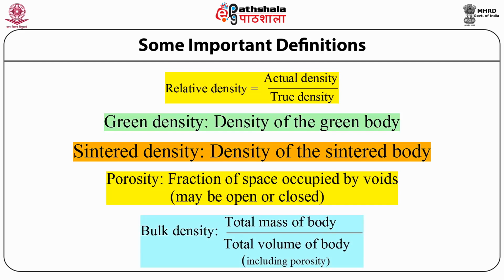Bulk density. It is the ratio of the total mass of the body to the total volume of the body, and it includes porosity as well.